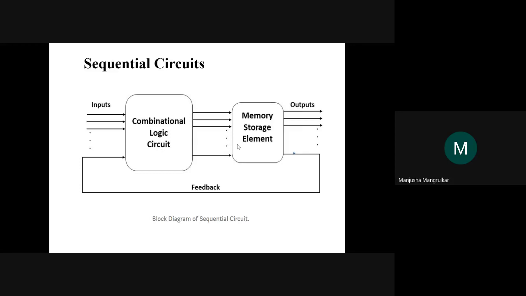That's a difference, because this is a feedback system, right? Your output is again the input of your combinational logic circuit. So a combination of combinational logic plus memory element is equal to your sequential circuit, right?